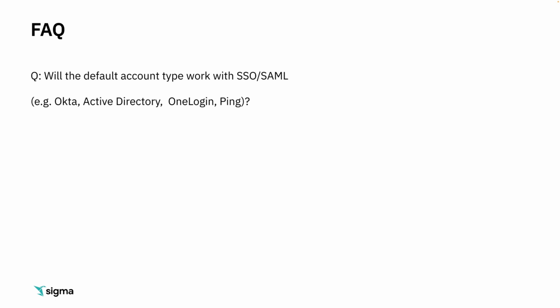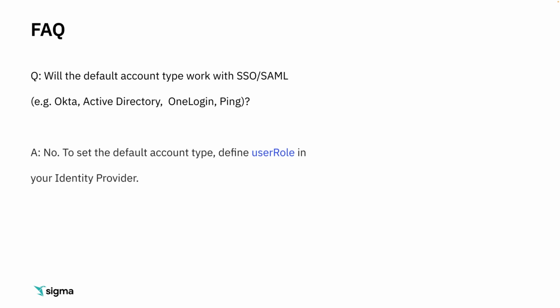And the next one is this default account type. This is really useful. Does this work with my single sign-on? Maybe you have your system configured so your Sigma authentication is handled through some kind of single sign-on like Okta or Active Directory or OneLogin. Will this allow me to change the default account type there? This won't, but you can set the default account type for those different single sign-on systems and any SAML provider by using this field called user role, which I have highlighted there in blue.